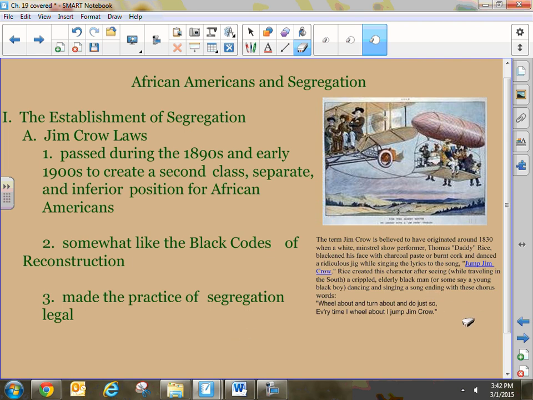Tomorrow in class, we'll talk about where the term Jim Crow laws come from, and we'll talk about this political cartoon and how it demonstrates the whole idea of a second class citizenship.